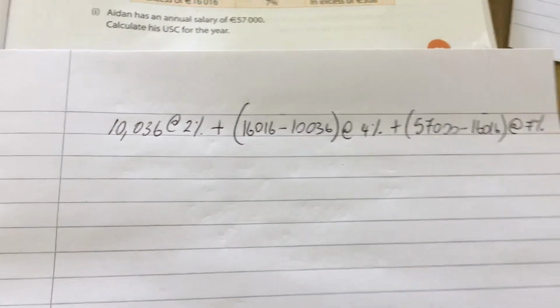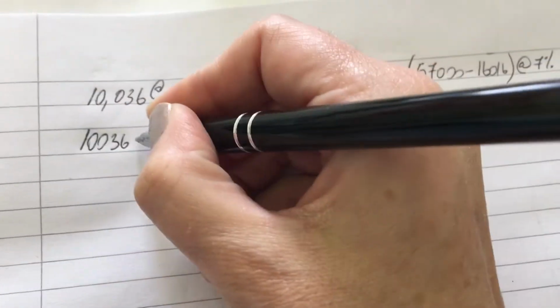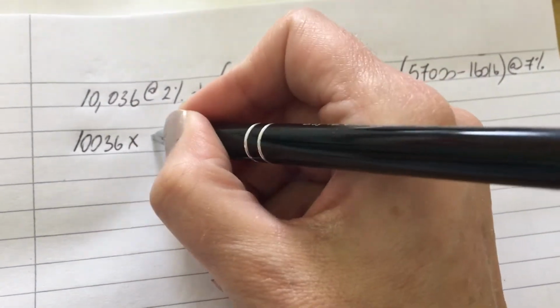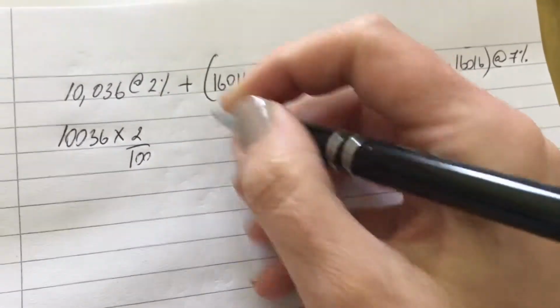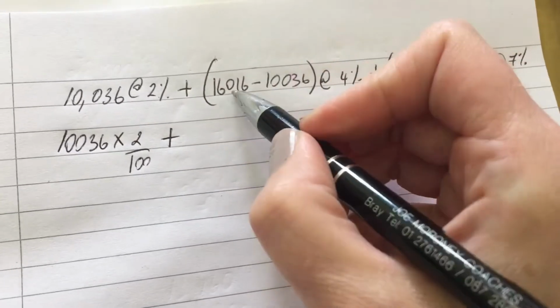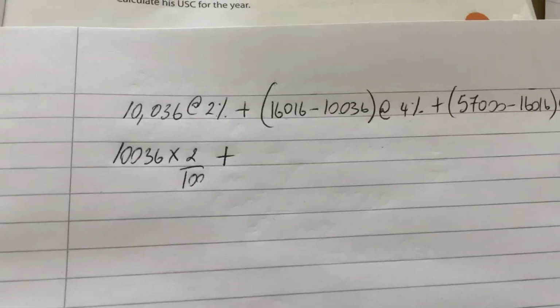So, I'll do 10,036 and get 2% of that. 2% is 2 out of 100. Add that on then to this. Well, let me work out what that is.